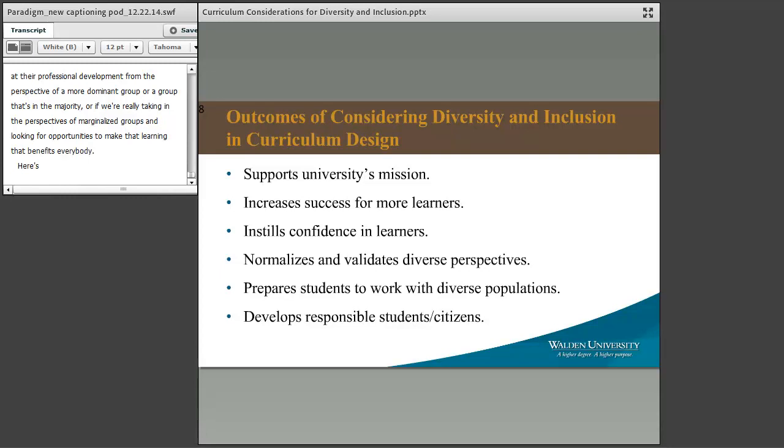Here's the other thing about the importance of considering diversity and inclusion, and I just mentioned this before. We really want all of our students to be able to work with diverse populations. So if the way we develop our curriculum is universal in design, and we consider diversity and inclusion not just as an afterthought but as a part of our mainstream, it better prepares our students to work with diverse populations. And the final outcome is that it allows us to develop responsible students and citizens and responsible graduates.